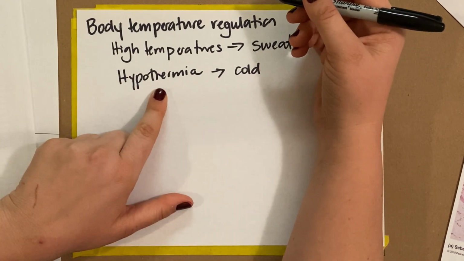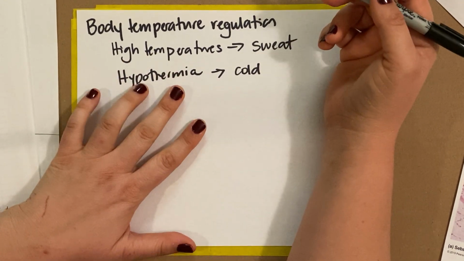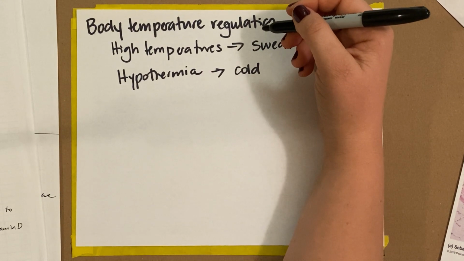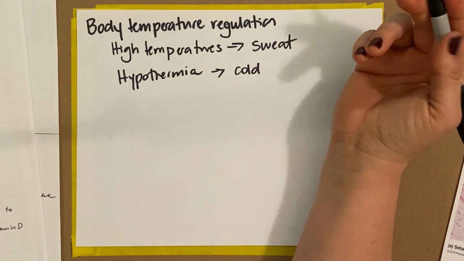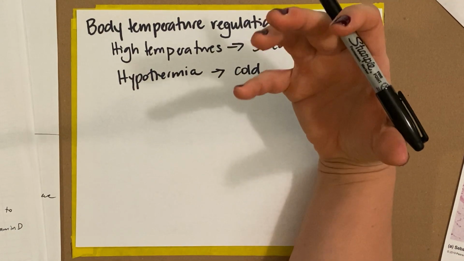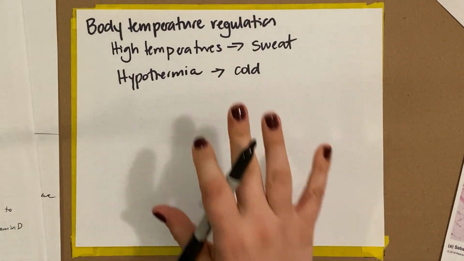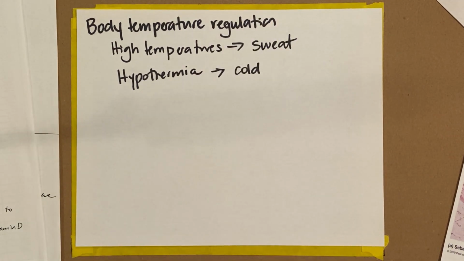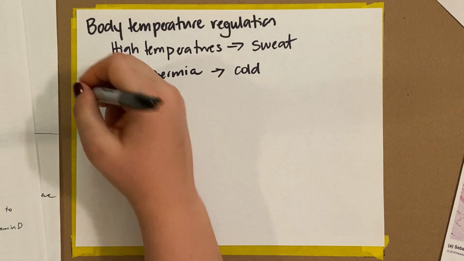And so in hypothermia, when your body is getting too cold, the skin will act in that way as well. Okay, so instead of sweating, the main thing that's going to happen is that the blood is going to move away from the surface of the skin and move towards locations that are more important.